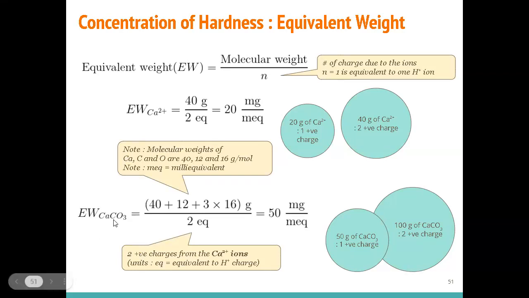Okay. So for the calcium carbonate, we do the same. So we add calcium, the molecular weight is 40, carbon 12, and O is 16. So 3 O here, times 3. So altogether, we have 100 grams of calcium carbonate per 2 positive charge, which means 50 grams. So after that, you will find 50 milligram per milli charge. Okay.